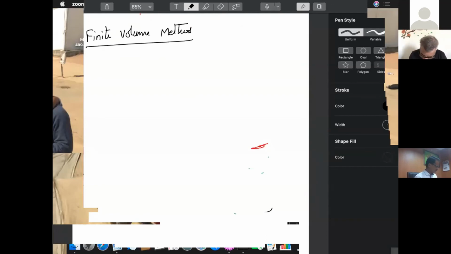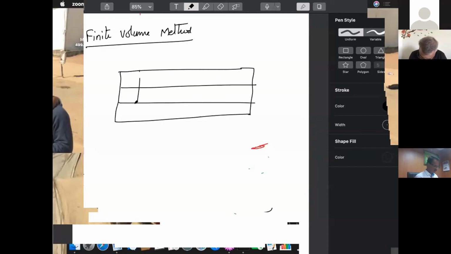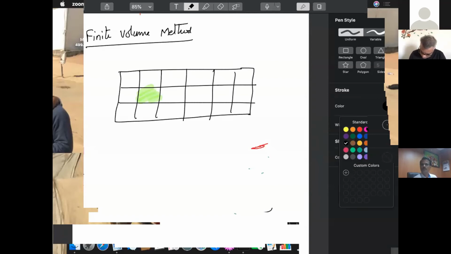In the case of the finite volume method, you don't deal with points, but you discretize the space into control volumes. So you are now interested in this volume completely. This is a volume that you are looking at. So I'll have to look at, say, A, B, C, D. This is my control volume. Each control volume will have a centroid.